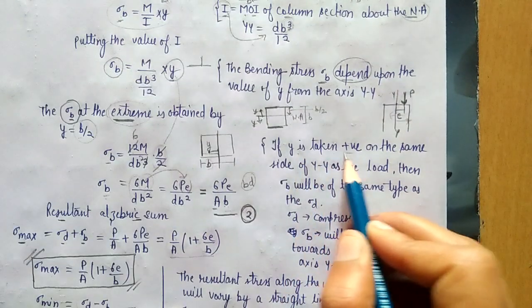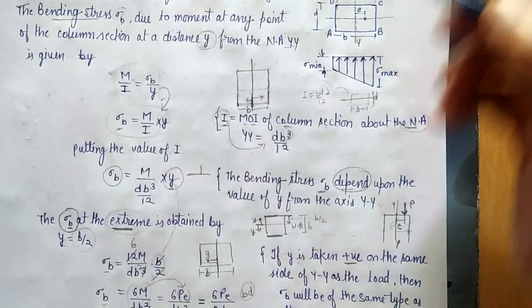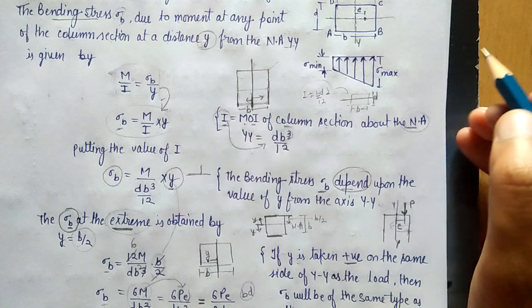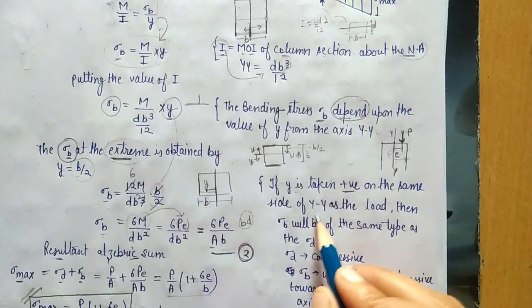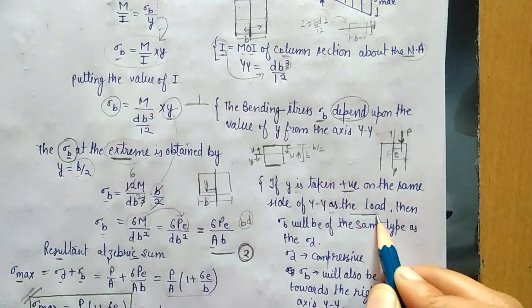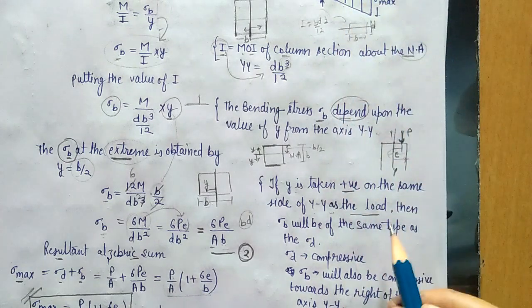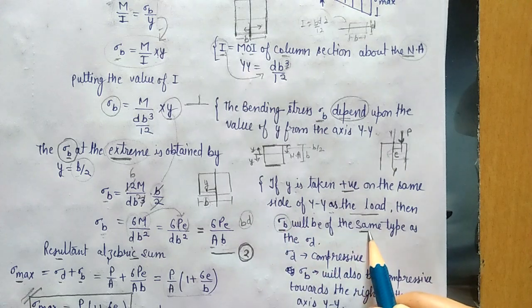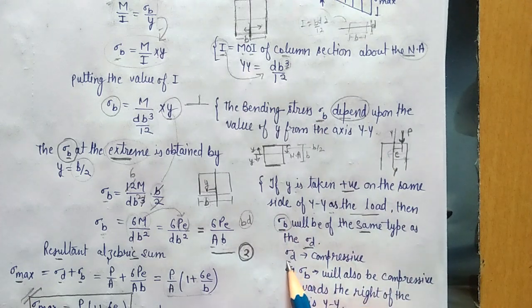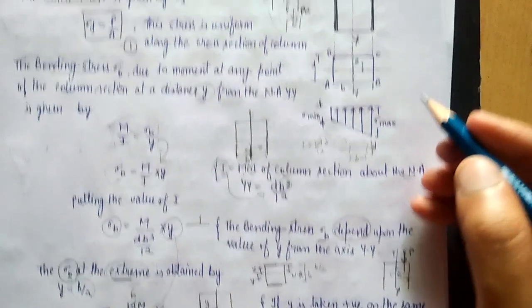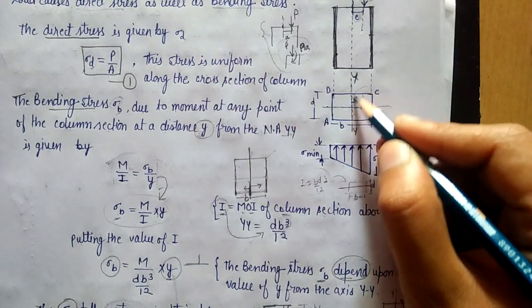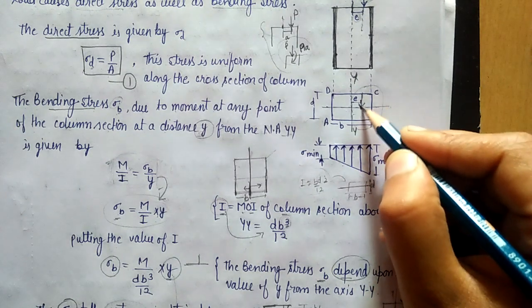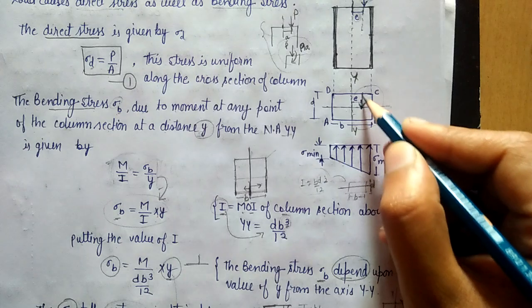If y is taken as positive, if we're talking about the distance from the neutral axis at the positive side of the y axis, where the load is, then the bending stress sigma b will be the same as the direct stress. That means direct stress is compressive here. What is the value of direct stress? If we see in this portion, direct stress is compressive here. Due to this compression, bending stress is also compressive here.